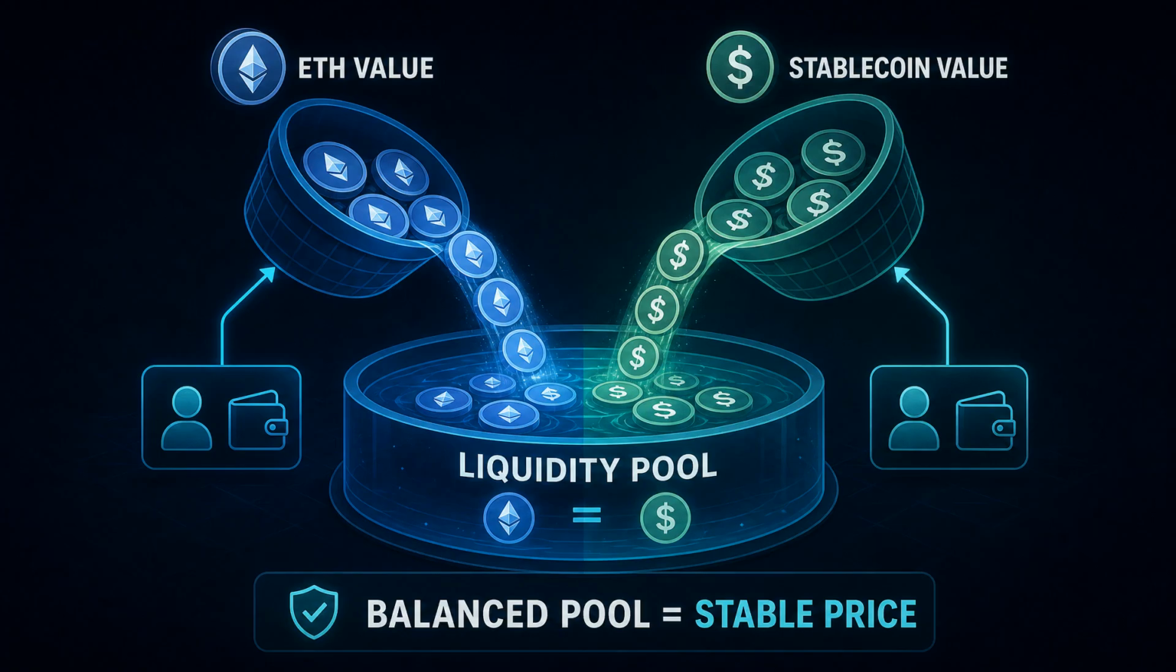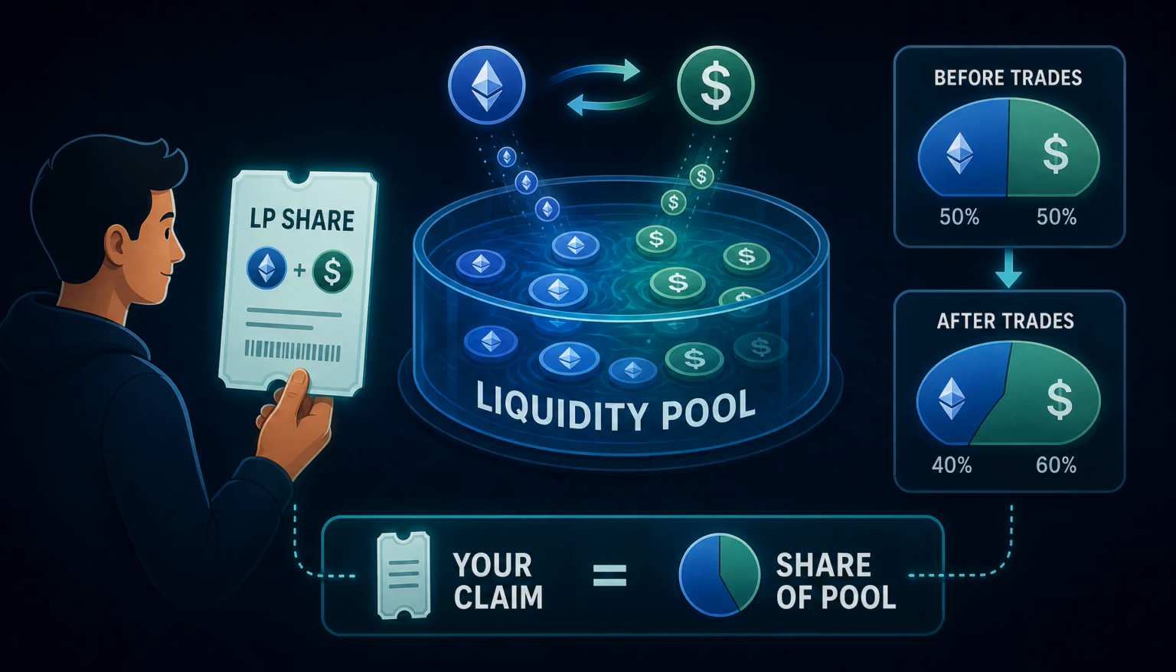In many simple pools, a liquidity provider deposits both assets in the current pool ratio. If the pool is half ETH value and half stablecoin value, the provider adds a matching value of each. This keeps the pool price from being instantly distorted. After depositing, the provider receives LP tokens, or a position record. Think of it like a claim ticket. It represents a share of the pool, not a fixed number of each token. As trades happen, the pool composition changes, and so does what that claim is worth.